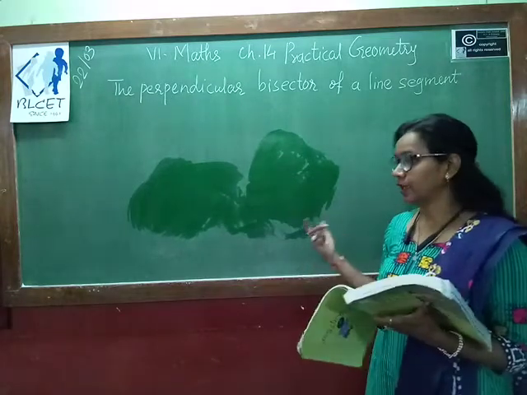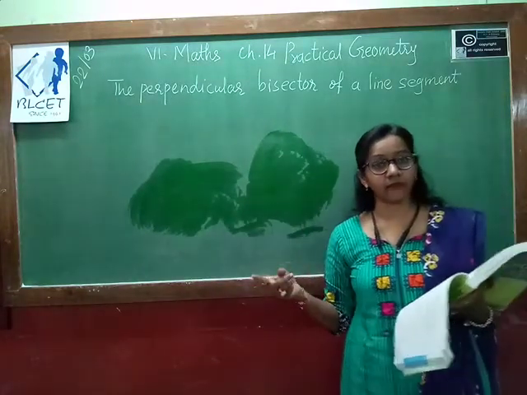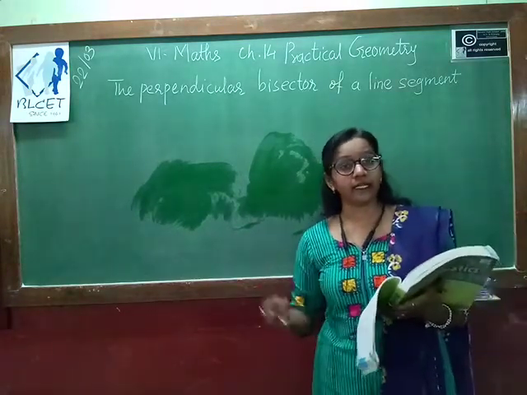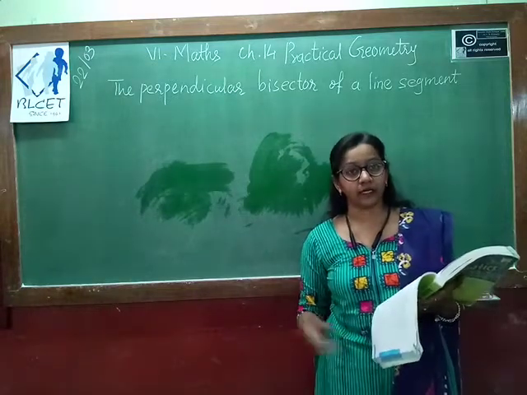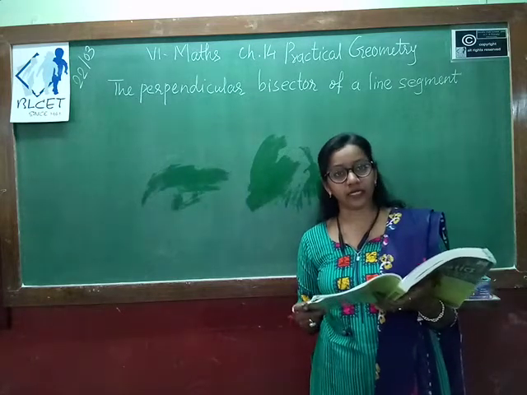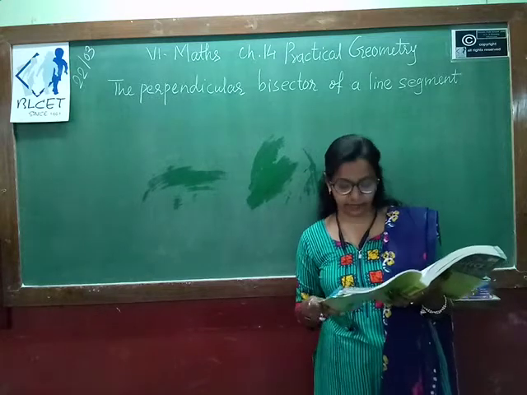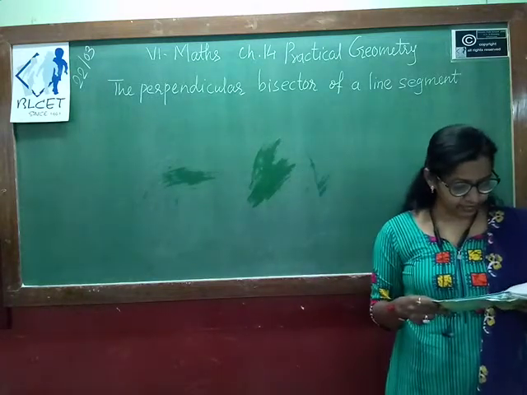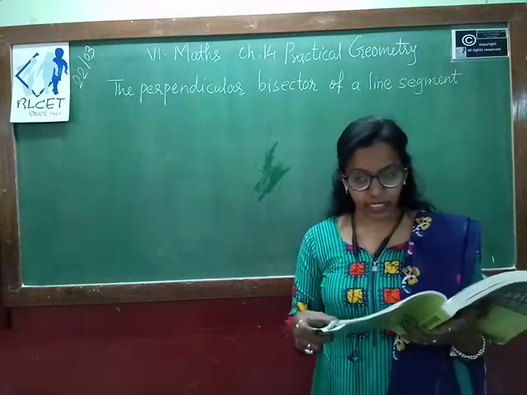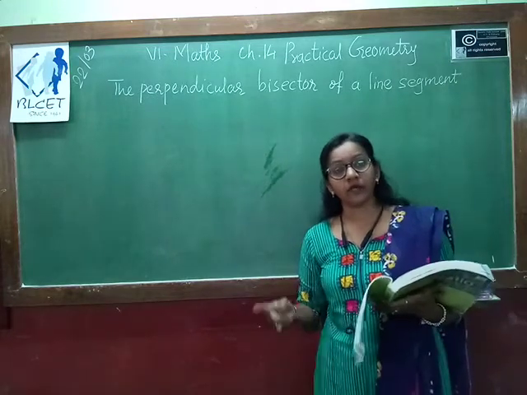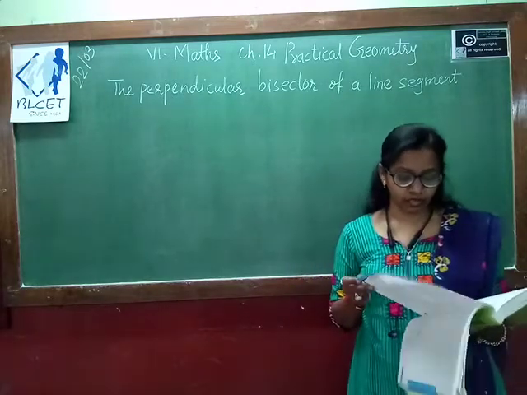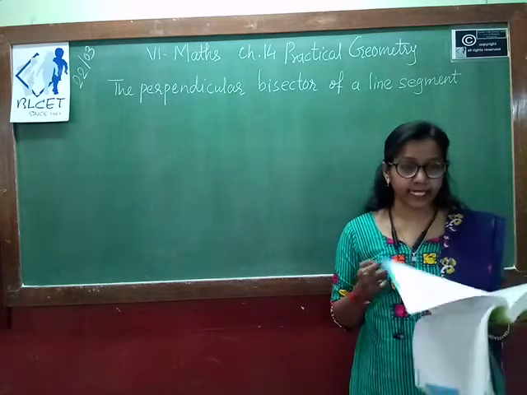Suppose the length of AB is 10 cm, so you have to take a radius more than half. Maybe it's 7 cm, maybe it's 6 cm. You cannot take exactly half the length; you have to take more than half of the length AB. And draw the circle in such a way that A is the center. The next step is, without changing that radius, keep your pointer on B and draw a circle which cuts the previous circle at C and D.